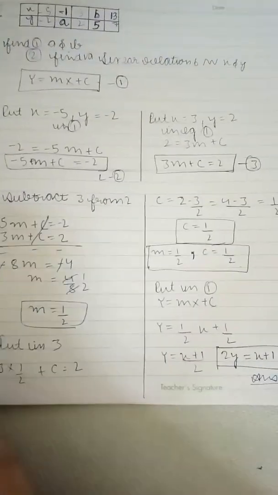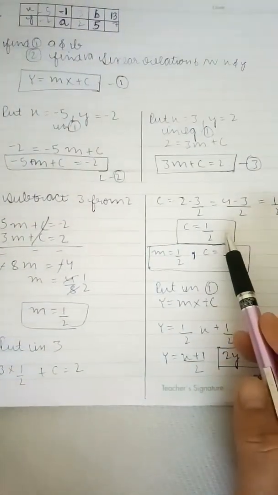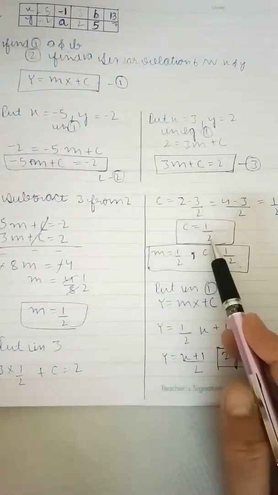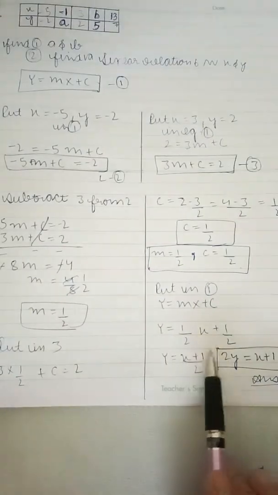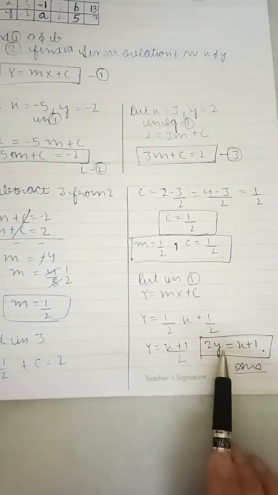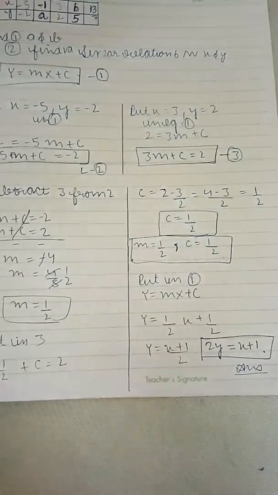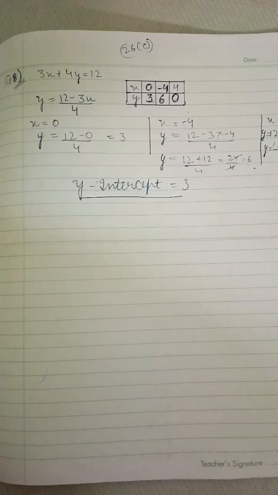After finding, you can see here we have calculated the value of m, then we have calculated c. These values of m and c you will put in any equation, and you will get the equation which we are supposed to calculate. And this is the linear equation which we are supposed to find in this question. So the 7th question is similar to question number 6. Now come to the 8th question.